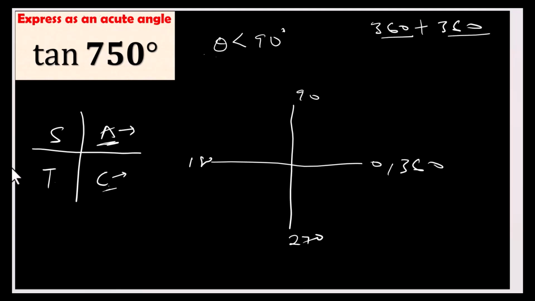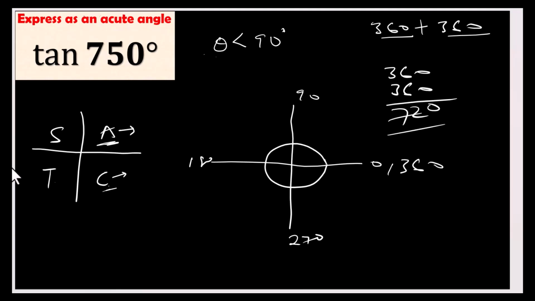Angles are measured in the anti-clockwise direction. So this one is one complete revolution, 360, and this one is 750. 360 plus 360 gives 720, plus 30 to make it 750. So the 30 will be the acute angle.